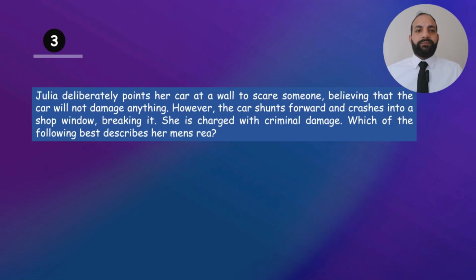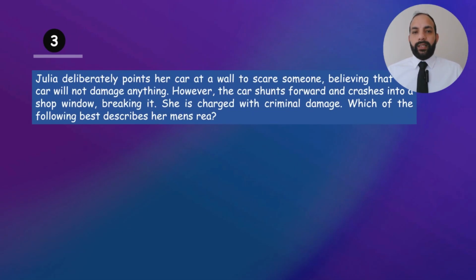Question 3. Julia deliberately points her car at a wall to scare someone, believing that the car will not damage anything. However, the car shunts forward and crashes into a shop window, breaking it. She is charged with criminal damage. Which of the following best describes her mens rea?